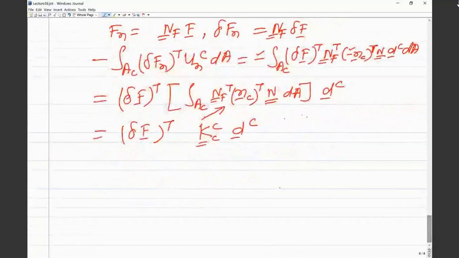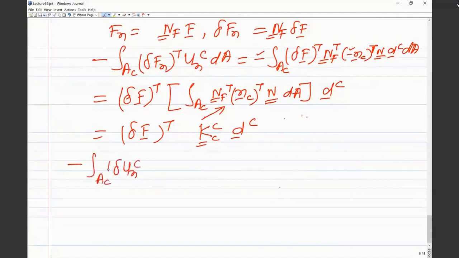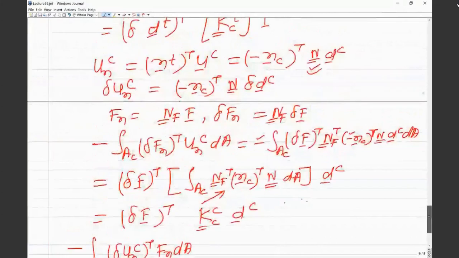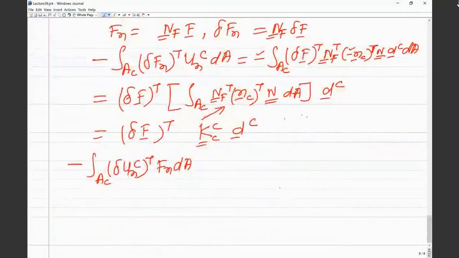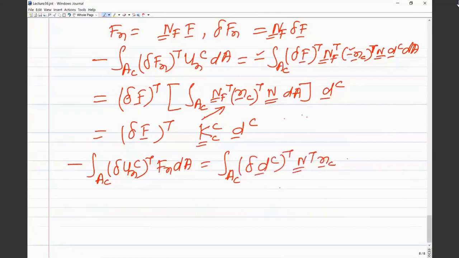Now let's look at that term which is appearing in the weak form for the contactor body. So let me consider this minus integration over contact area, and then delta UNC transpose into FNDA. This term appears in the virtual work of contactor body. So this we can write because we already know that UNC is in terms of minus NC. If you look at over here, UNC is already minus NC transpose into NDC. So this minus which we have here and UNC, that minus sign can be cancelled out. So we can write this integration as integration over the contact area, and then delta of DC transpose into N transpose, and then NC transpose will become NC. So we will have NC, and then of course from FN we will have this NF and into FDA.